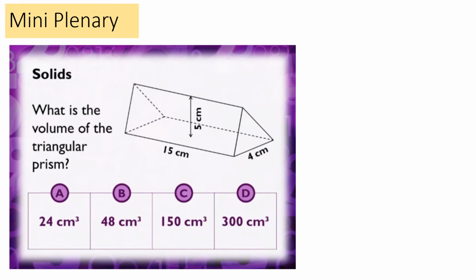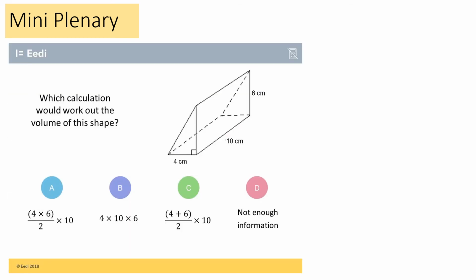Now try this one and select the correct answer. Okay, you should have gotten C, 150 cm cubed. Now read this question carefully and select the correct answer. Okay, you should have selected A. Base is 4 centimeters, height is 6 centimeters, divided by 2 for the triangle, times by the length, which is 10.